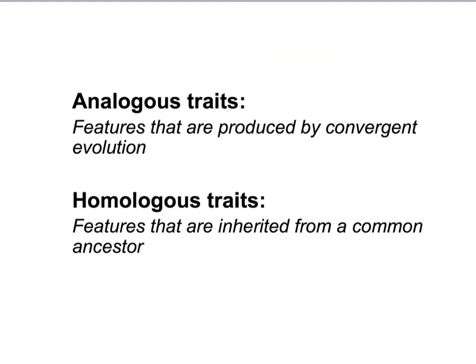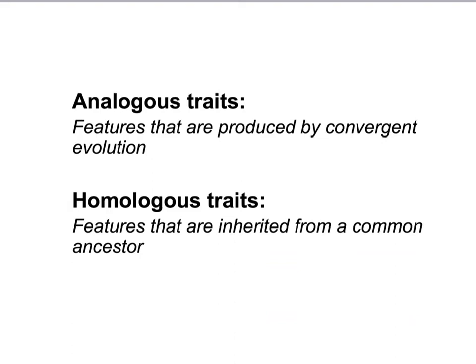Now, this brings up analogous traits and homologous traits. Analogous traits are features that are produced by convergent evolution, meaning that different organisms in different places were exposed to the same environmental conditions and that forced them to develop similarly. So you had the horseshoe crab that was in the ocean and developed as a horseshoe crab, and then other crabs that, again, were in the ocean and developed as those crabs because of the same common environmental conditions.